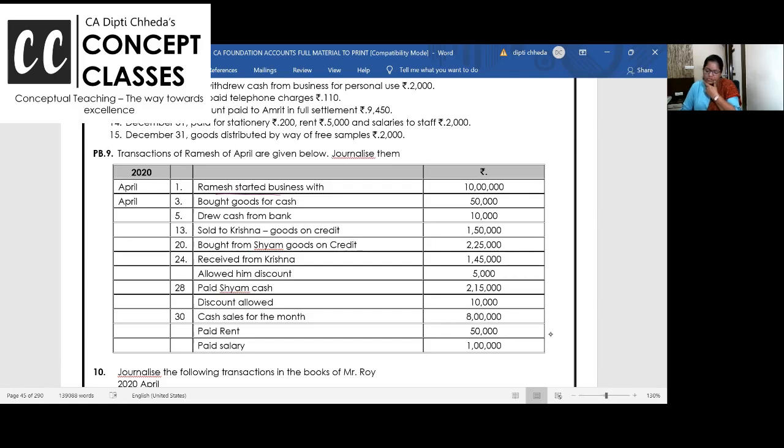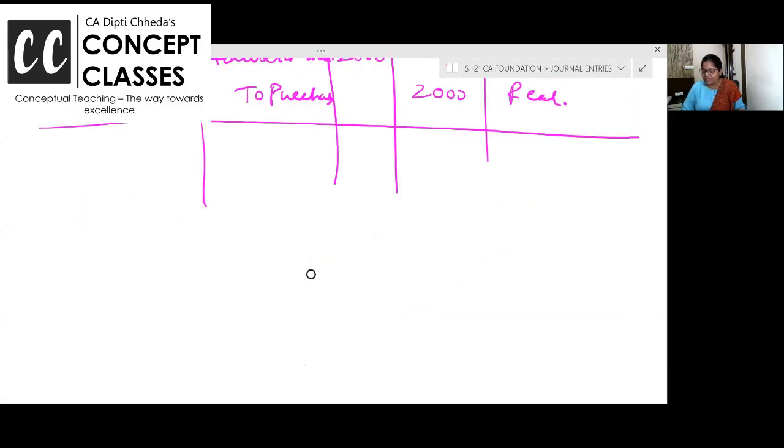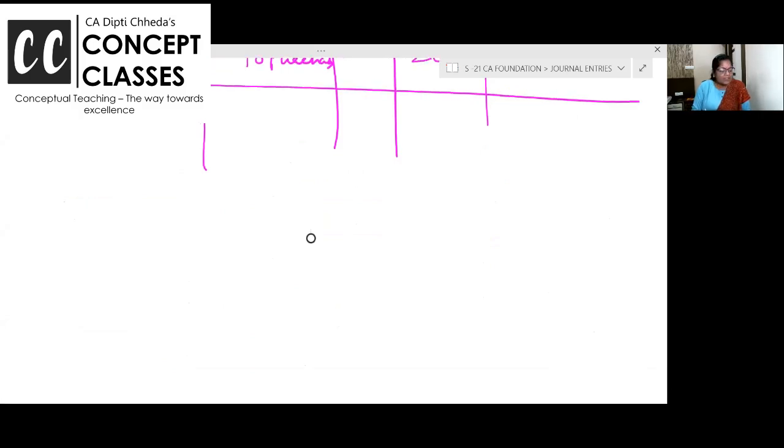Yes. Chalo, we'll do it together only. The 9th one also, we will do it. And some of you, really appreciate it, you have already shared the answers for yesterday's homework in the group. Very good for that. Keep it up. Keep sharing your answers in the WhatsApp group. So right now, 9th problem for journal entries.